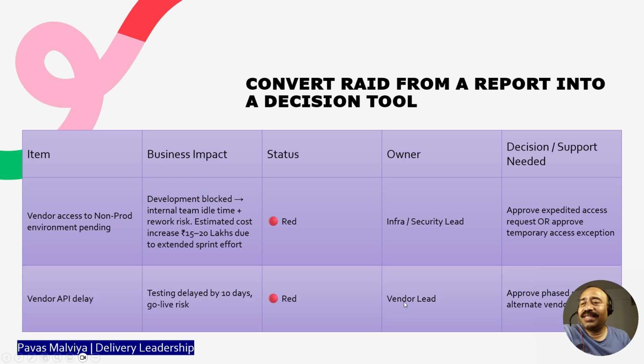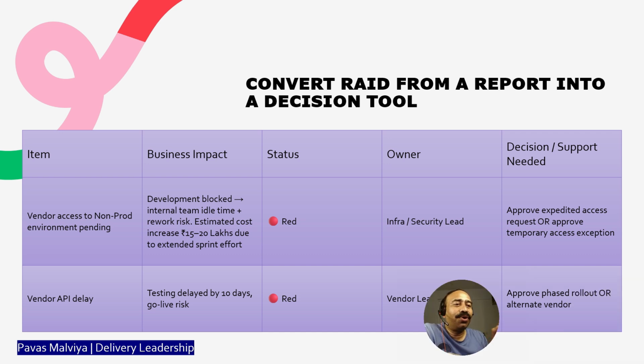Now let us look at the second one. The item is: vendor API delay. The impact is that testing is going to be delayed by 10 days, and the business impact is that your feature is not going to go live. Status is probably amber or red. Owner is the vendor lead. This is one single person; it can't be two people. The decision and support required is either to approve a phased rollout because of the delay, or arrange an alternative vendor who could provide us this API.